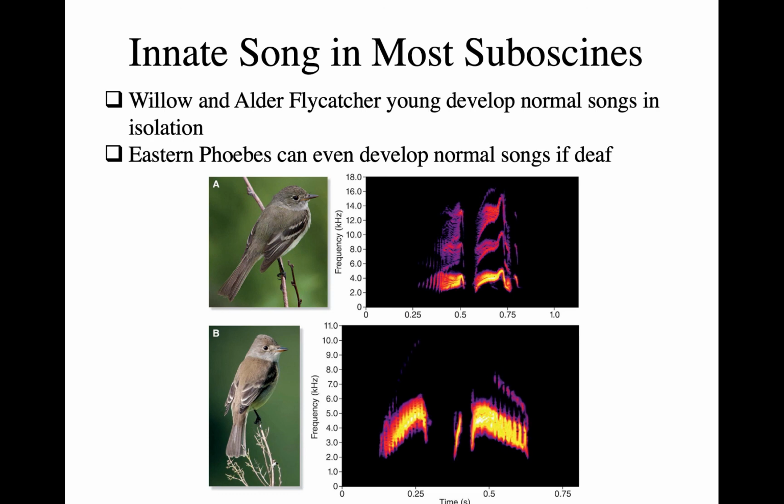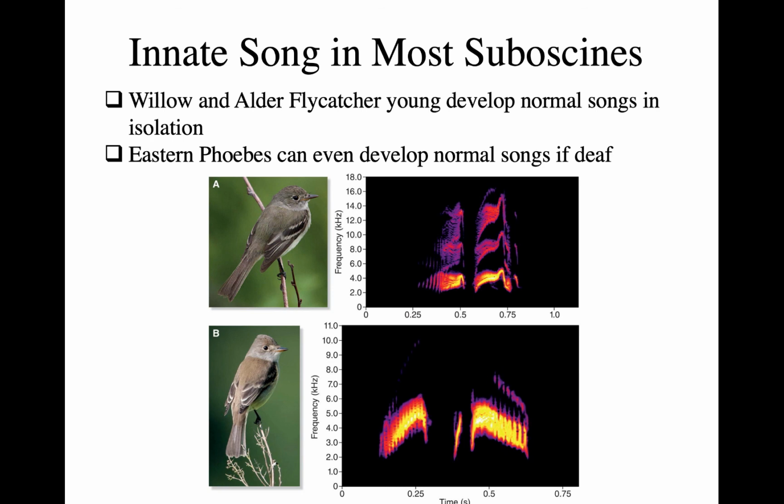These birds are in the genus Empidonax, the flycatchers, and Empids, as they're oftentimes referred to, are notoriously difficult to identify visually, and really you have to hear them sing to be confident in your identification. We've been seeing eastern phoebes in the lab, and eastern phoebes, unlike the white-crowned sparrow I mentioned earlier, can develop normal songs if they're deaf. So they don't require singing and hearing that song to go through a practice phase. They just know what their song is right away and can produce it.